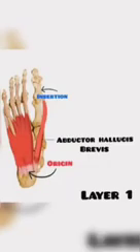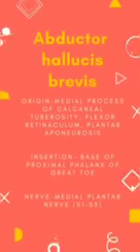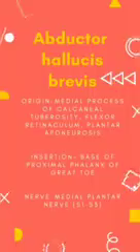Abductor hallucis brevis originates from the medial process of calcaneal tuberosity, flexor retinaculum and plantar aponeurosis and is inserted into the base of the proximal phalanx of digit 1. It is supplied by the medial plantar nerve and has a root value from sacral 1 to sacral 3.